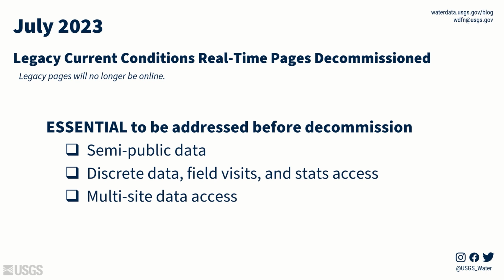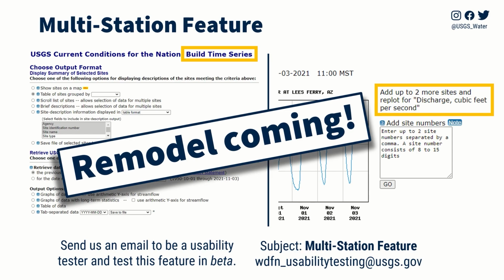Discrete data, field visits, and site statistics are useful to more advanced users. Right now, monitoring location pages show one station's data at a time. We've heard from users that the ability to show data from multiple stations at the same time, what we call a multi-station feature, is extremely important to many of our users, particularly cooperators. So later this year, we'll be seeking user input through our discovery, which will uncover the most beneficial aspects of a multi-station feature so we can provide an efficient and effective way to view multiple stations at a time.